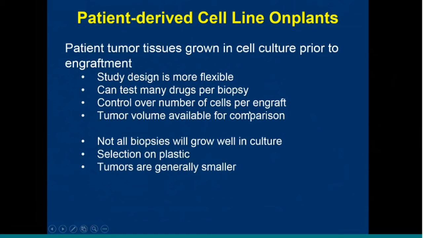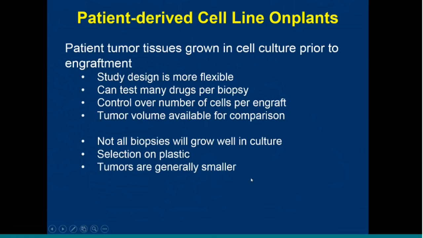You also have control over the number of cells that you engraft, which means that tumor volume, assuming you actually control this well, is now available for comparison. Because we have 1 million cells per implant, we can say whether a decrease in volume is significant or not. Some limitations are that not all the biopsies will grow well in culture, and there's also a selection on plastic, so you're not getting as good a representation of the patient in this case. The tumors are also generally smaller than what you'd see in the direct fragment engraft.